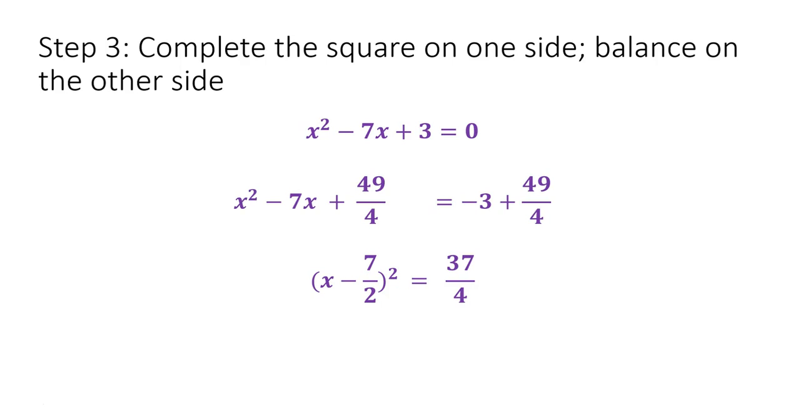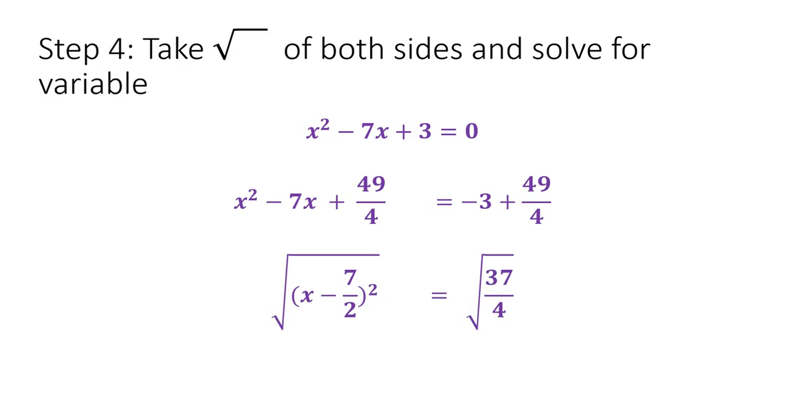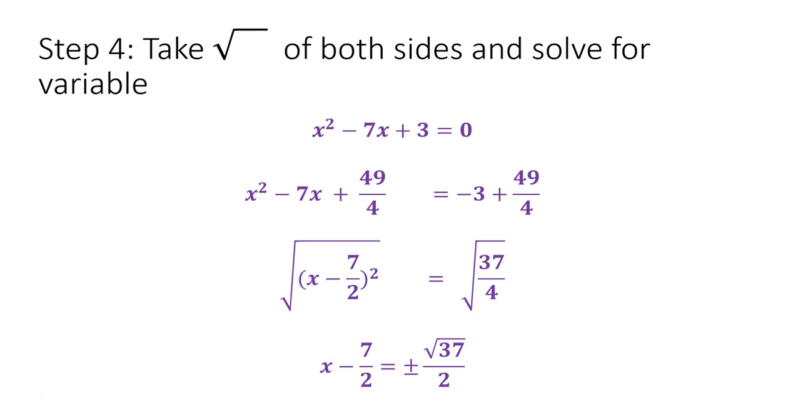We're ready for the fourth step, which is to take the square root of both sides. The left side is just going to become x minus 7 halves. The right side, the square root of 37 over 2, and it will have a plus or minus in front of that. Again, 4 is a perfect square. There's no perfect squares that go into the square root of 37. Well, we're going to add 7 halves to both sides to get x by itself, and we've got our solutions. x equals 7 halves plus or minus the square root of 37 over 2.